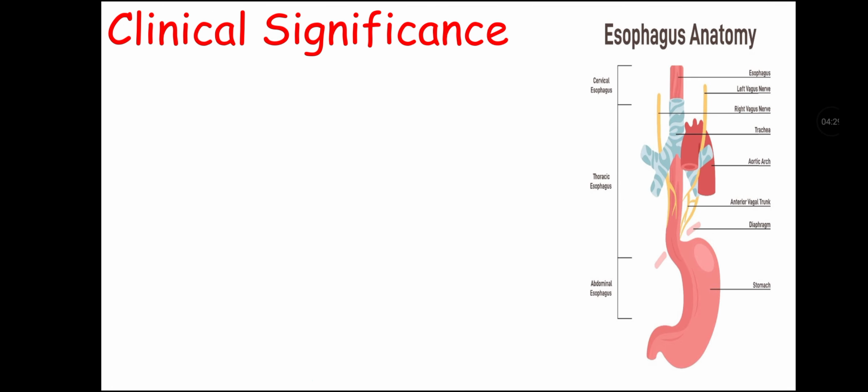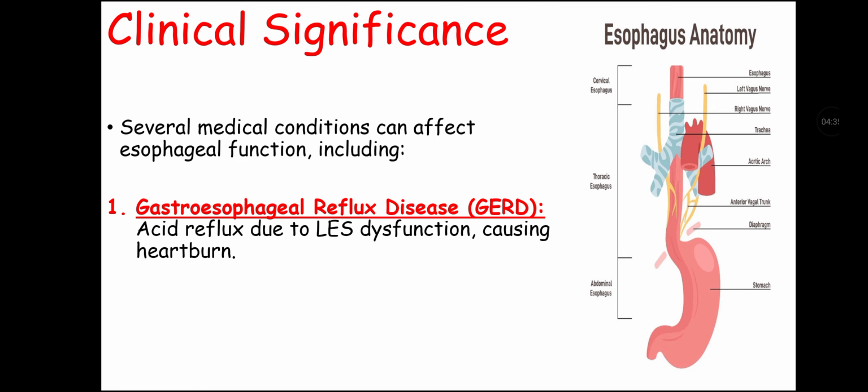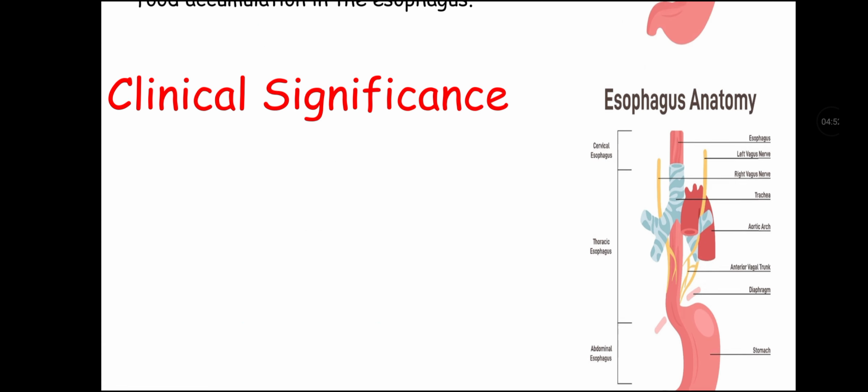Now let's talk about the clinical significance of the esophagus. Several medical conditions can affect esophageal function, including gastroesophageal reflux disease, that is acid reflux due to lower esophageal sphincter dysfunction causing heartburn. And there may be achalasia, that is a disorder where the lower esophageal sphincter fails to relax, leading to difficulty swallowing and food accumulation in the esophagus.